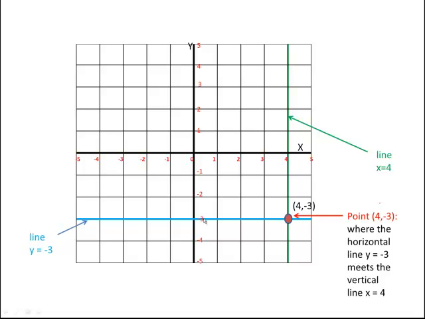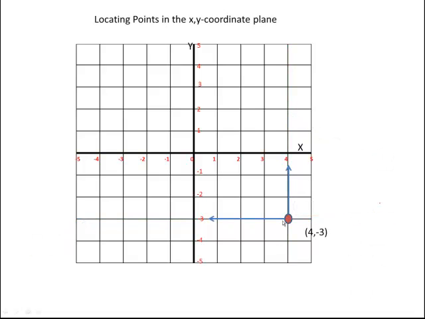Again, summary. The point 4, -3 is the street corner, so to speak, where the horizontal line y equal -3 meets the vertical line x equal 4. Of course, let's get back to the original picture. If you just have a point and want to locate it and name its coordinates, you just draw vertical and horizontal arrows through that point. The vertical arrow hits the x-axis at the point's x coordinate. The horizontal arrow hits the y-axis at the point's y coordinate.